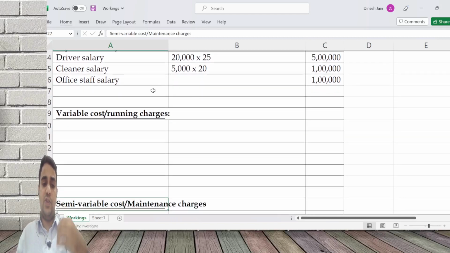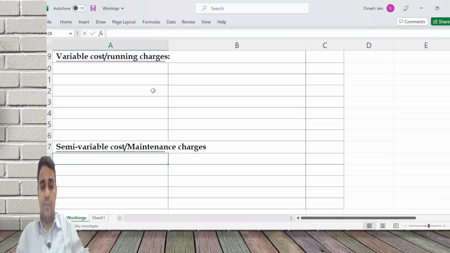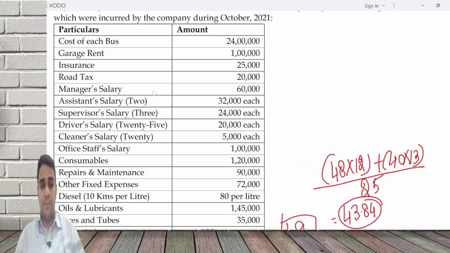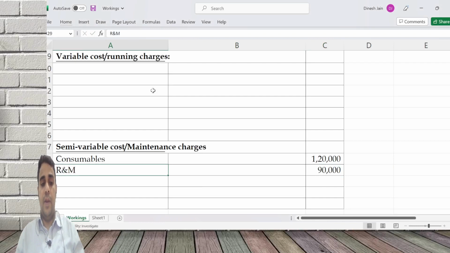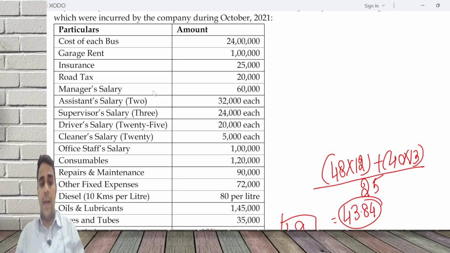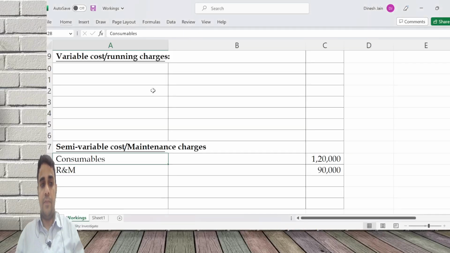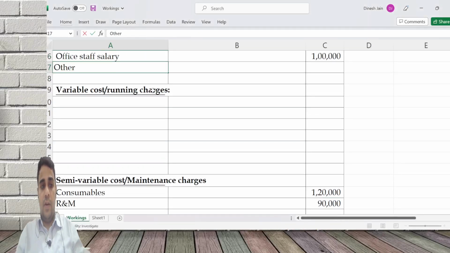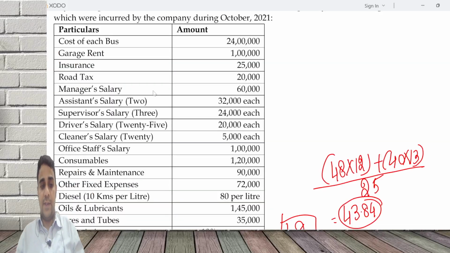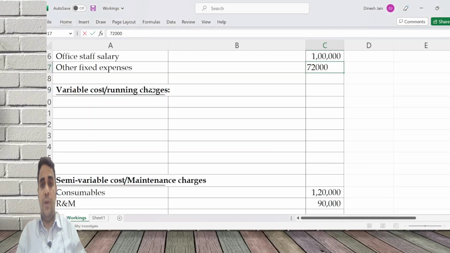Consumables is maintenance. Consumables 120, repairs and maintenance 90,000. Other fixed expenses 72,000.